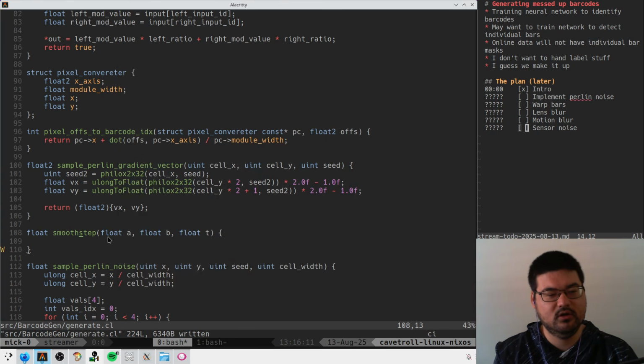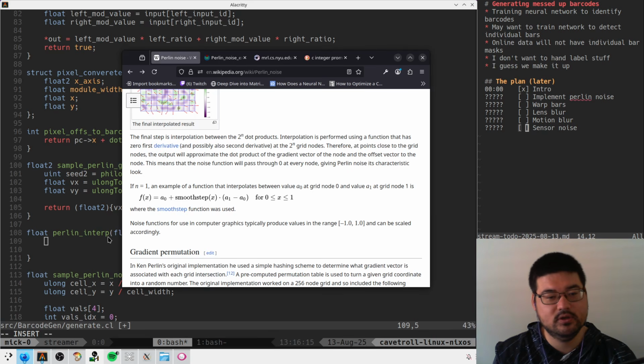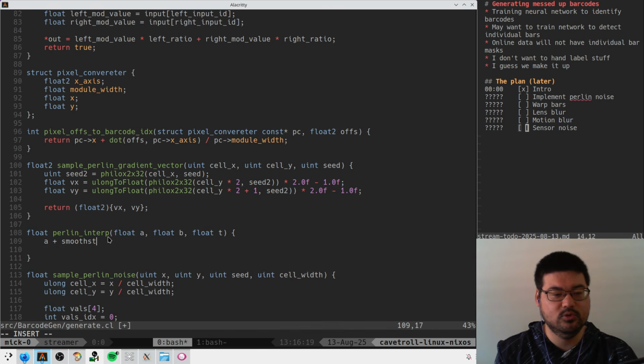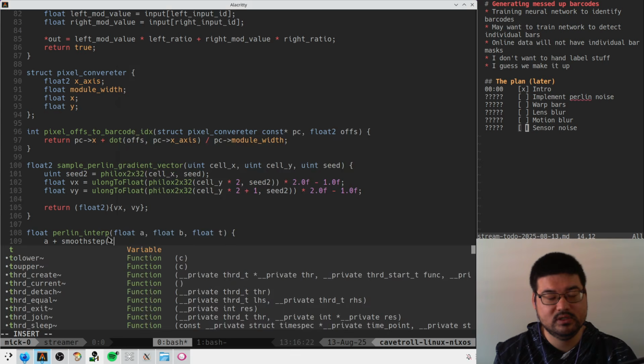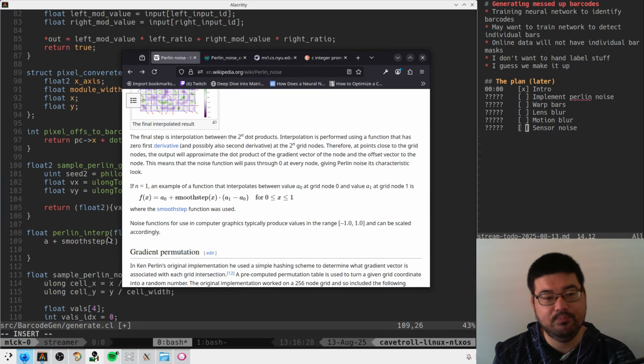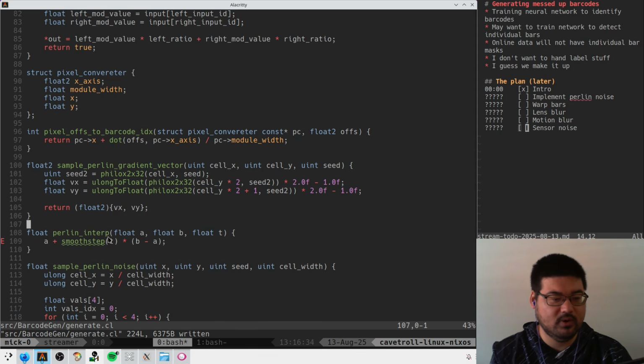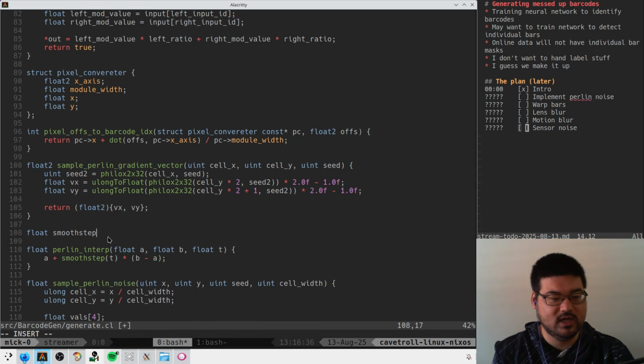Can we just call this Perlin interp? So they're saying A plus smooth step T times B minus A. Right, that's kind of what they're saying. And then we need float smooth step.